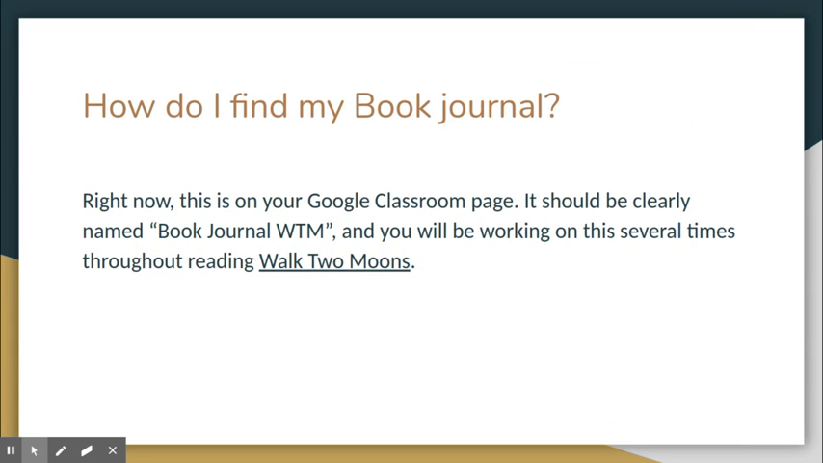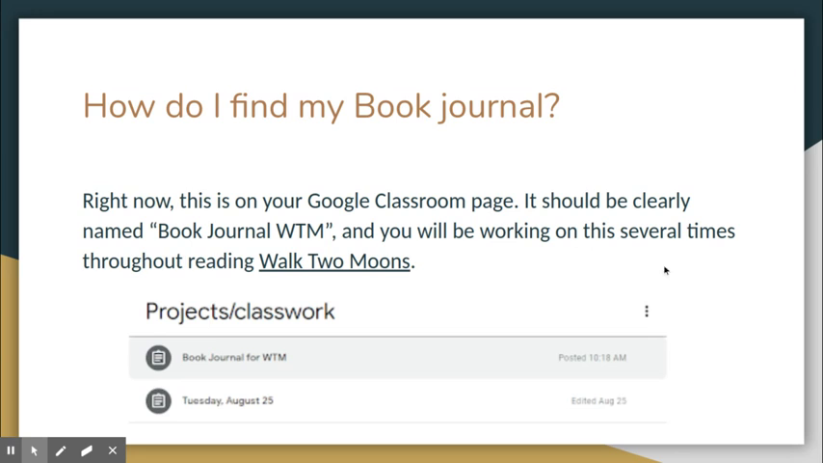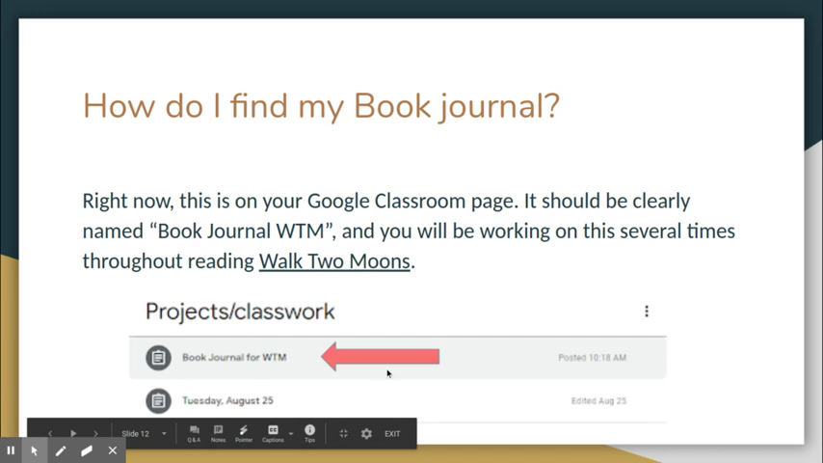So how do I find my book journal? Right now, we're going to put that on Google Classroom. It will be clearly marked Book Journal WTM, and that stands for Walk Two Moons. You'll be working on this several times throughout reading the book. When you are on Google Classroom, it'll be under some kind of projects or classwork tab, and it'll say Book Journal for Walk Two Moons right there.